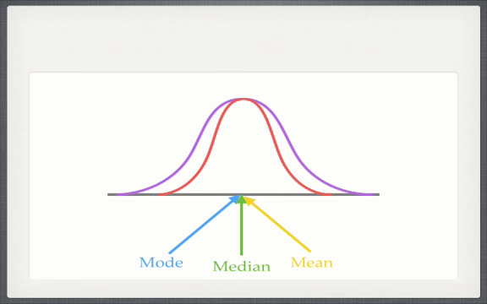So if you look at the example above, we've got two nice symmetrical distributions. They both have the same mode, median and mean, but the red distribution you can see there is more tightly spread around the mean, whereas the purple one is more spread out. And then the question is, what statistic can we use to quantify this measure of spread? And to help us think about that, I want to look at two distributions here.